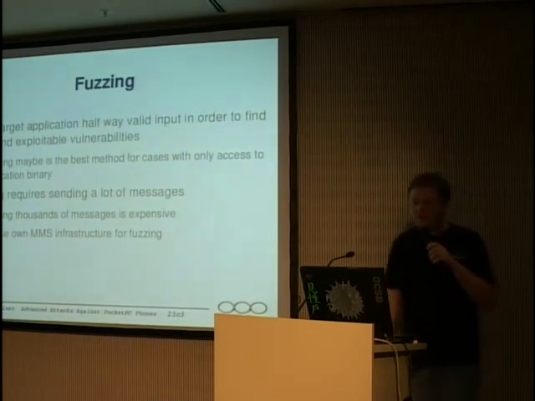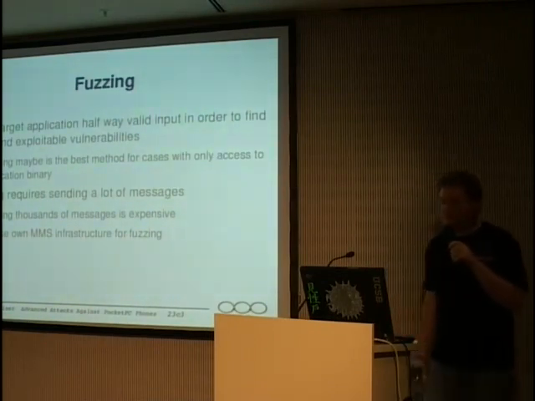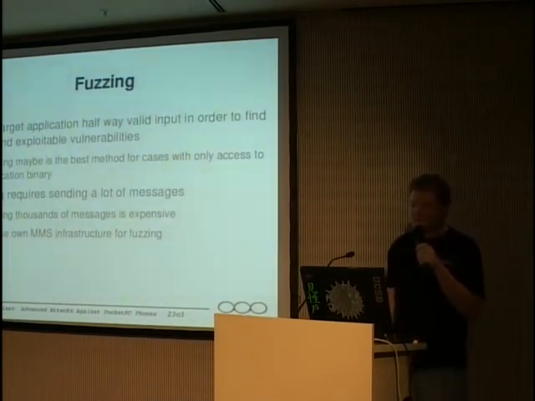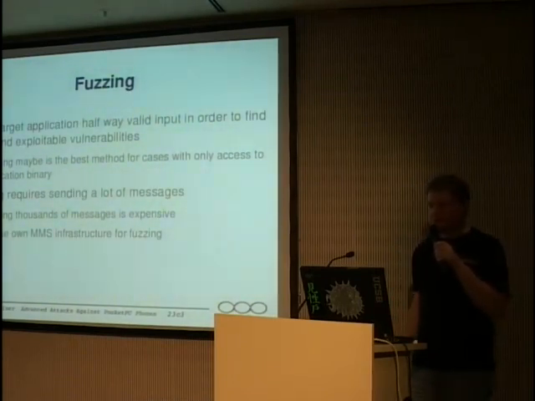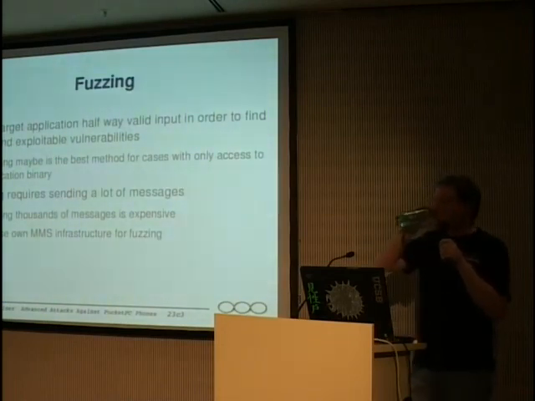You basically send halfway valid input, or better, almost valid input to a device in order to find any bugs or exploitable vulnerabilities. And fuzzing really is, or for me really, it turned out to be the best method to do pen testing or vulnerability analysis if you don't have the source code.